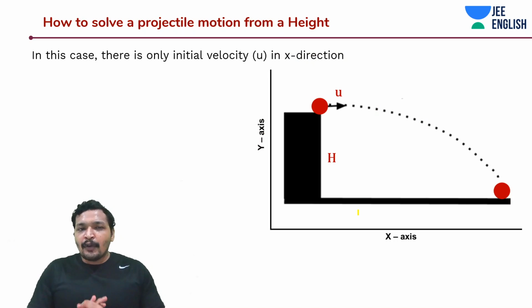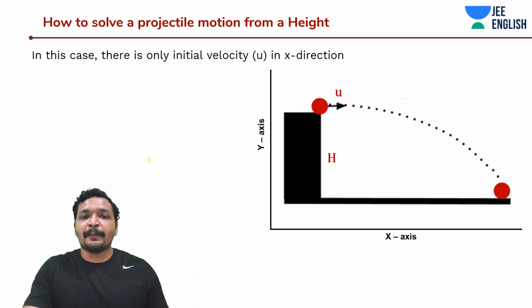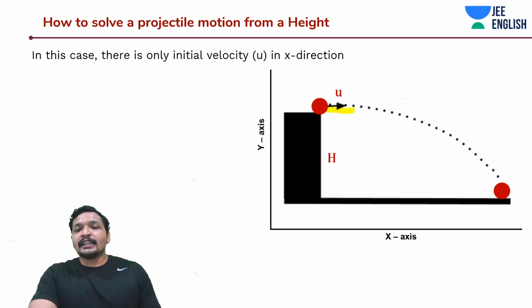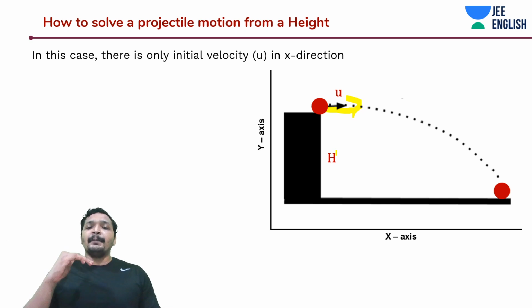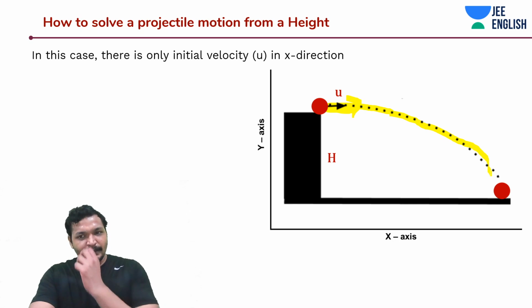Alright guys, now we will look at a special case of projectile motion, which is solving for a projectile motion from a height. In this case, I've only given the velocity along the x-axis and I'm standing on a building at a height h from the ground, and still I'm making a projectile motion. This body is moving in a curvilinear path under the action of gravity.